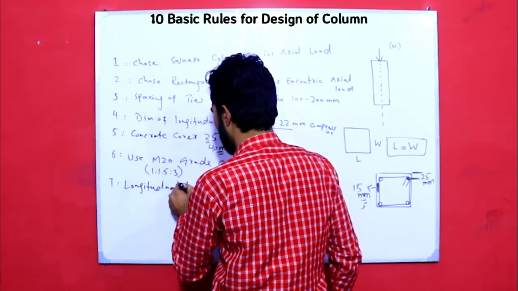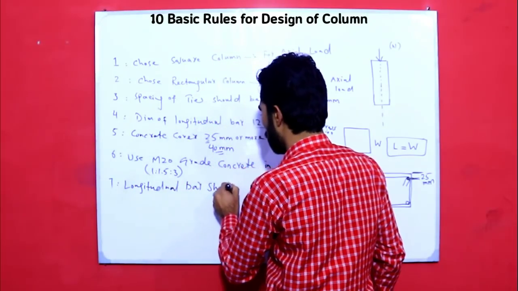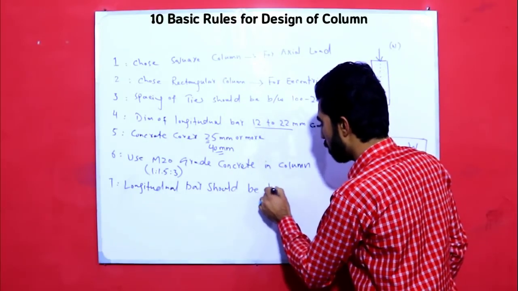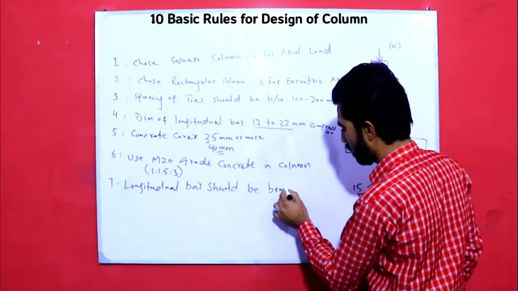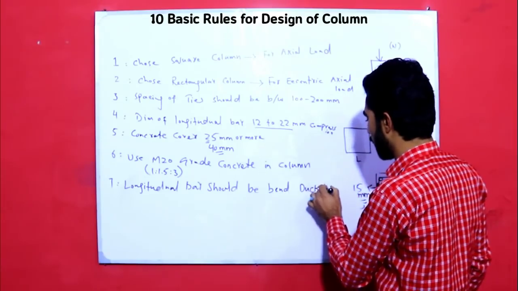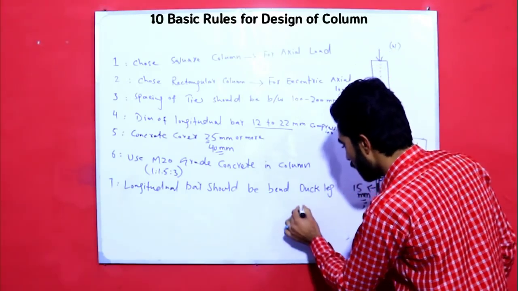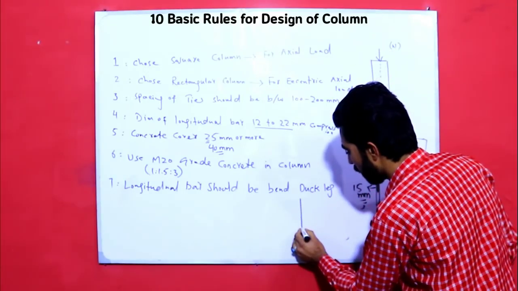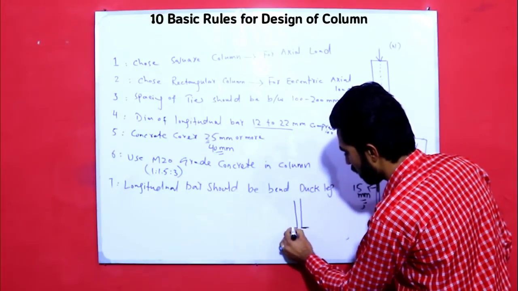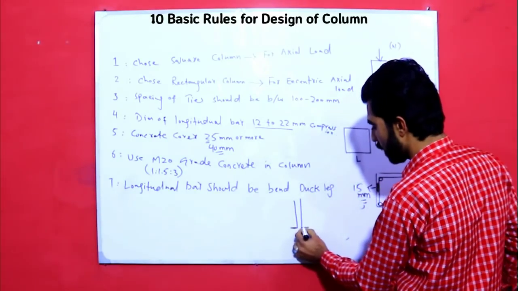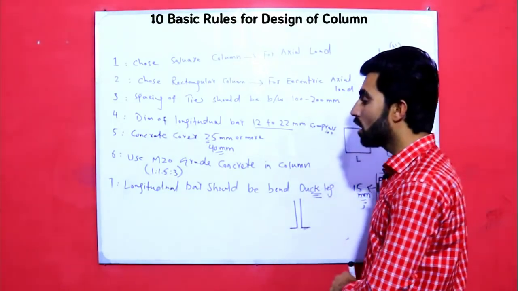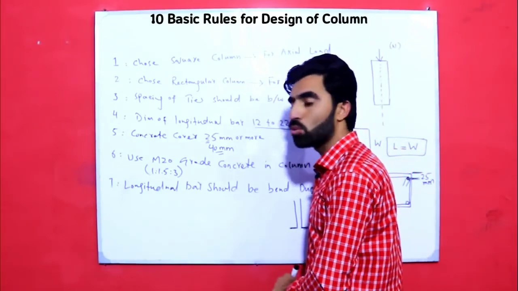longitudinal bar should be bent, okay, like duck leg at the bottom. As you can see, this is longitudinal bar, so at the foundation, okay, it should be bent like this, okay. It should be bent like duck leg. This is the seventh basic rule.